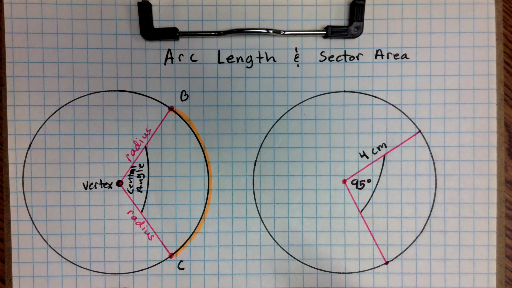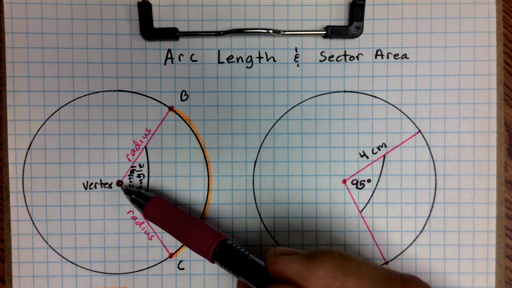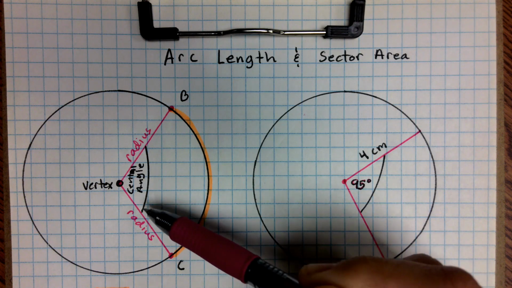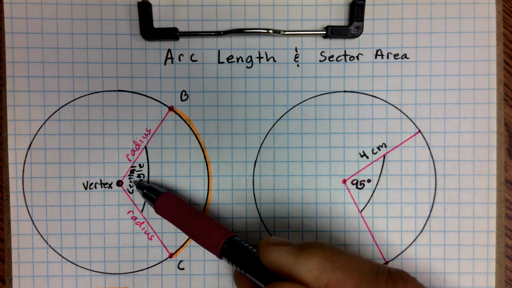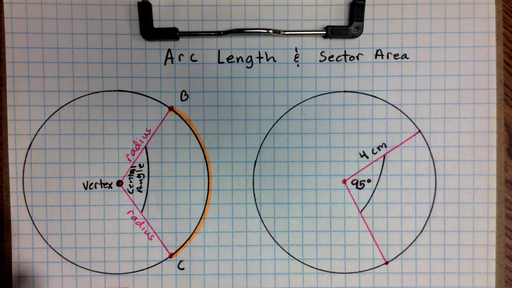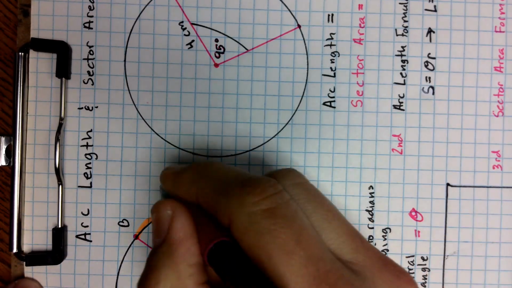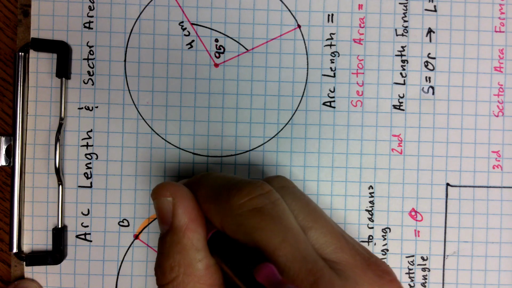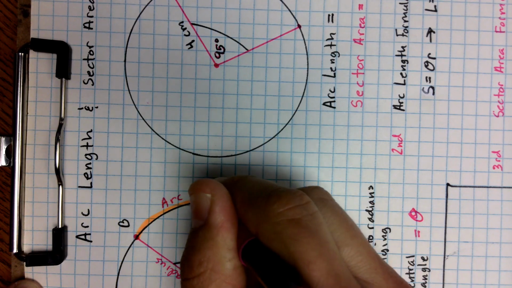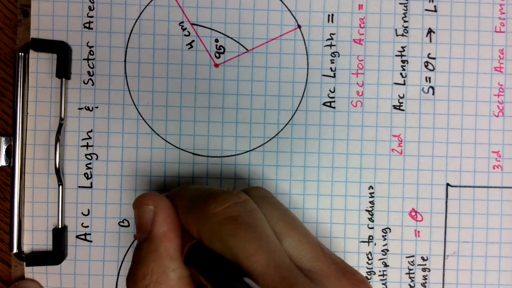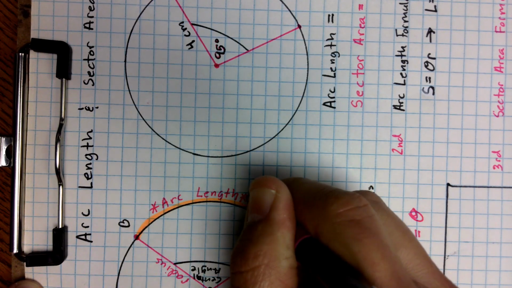Some of the information that you've already been given in the previous videos is that there is a vertex, which is the point where the two radii connect and create an angle. That angle is called the central angle. I'm going to label a few more things on here. I'm going to turn this around, and we're going to call this right here the arc length. So we'll be finding that today in this video.